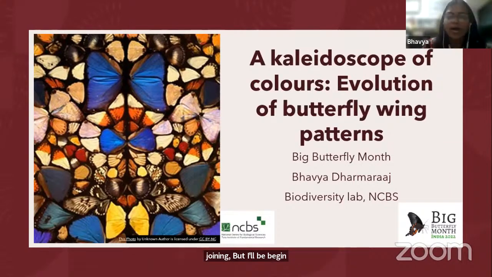So hi everyone, I'm Bhavya from the Biodiversity Lab in NCBS. And as part of Big Butterfly Month, I will be talking to you all about how butterfly wing color patterns evolve. And the title I've picked specifically is because the word kaleidoscope itself is the common noun that is used to describe a group of butterflies. So if you see a group of butterflies flying around, it's called a kaleidoscope.